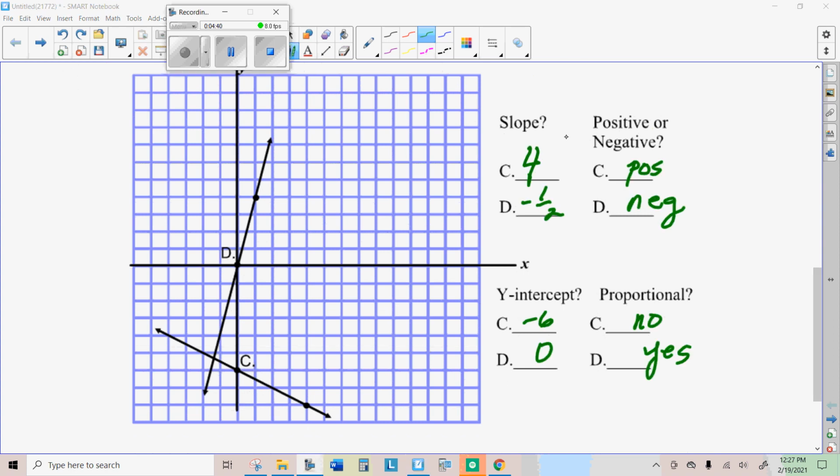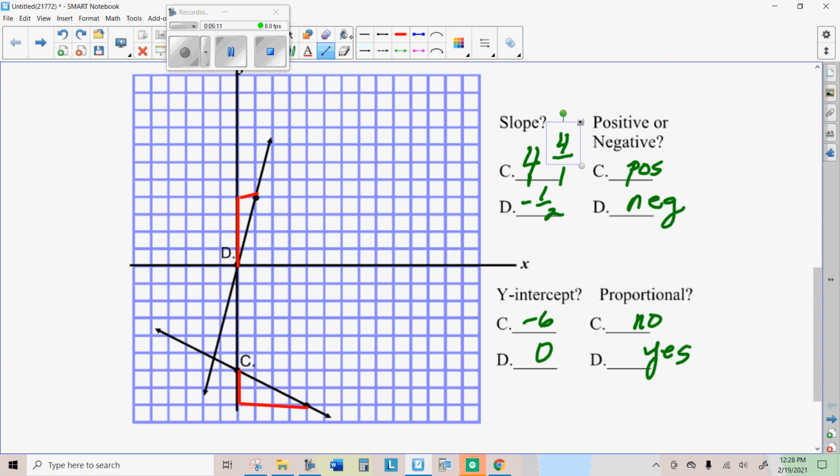You might have written 4 over 1 for your slope here, which totally makes sense. We went up 4 and over 1. But 4 over 1, remember, is just the whole number 4. And for C, the rise is 2, the run is 4. You might have simplified that to 1/2. And since it's in a negative direction, we just put negative 1/2 for that.